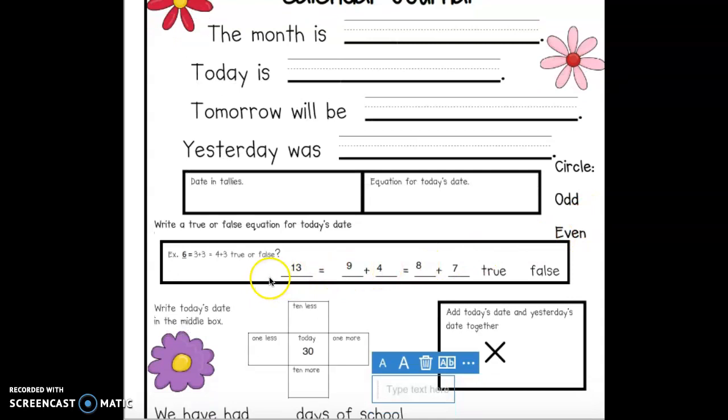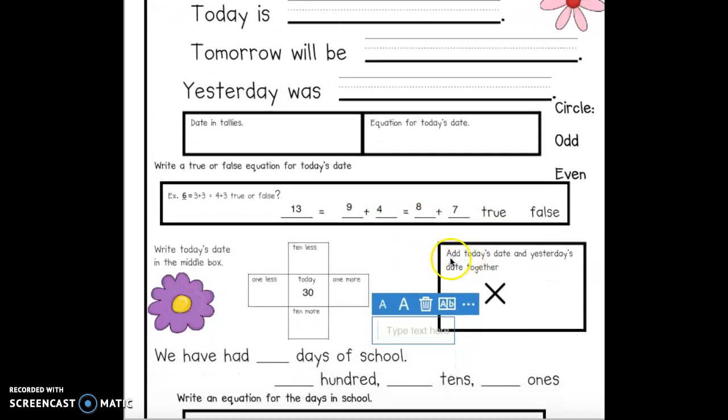Okay, we have a true or false equation. I've got some numbers already put in. You're telling me if 9 plus 4 is equal to 8 plus 7. Okay, circle true or false there.